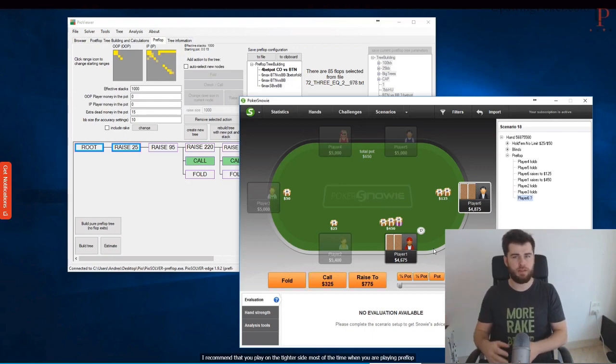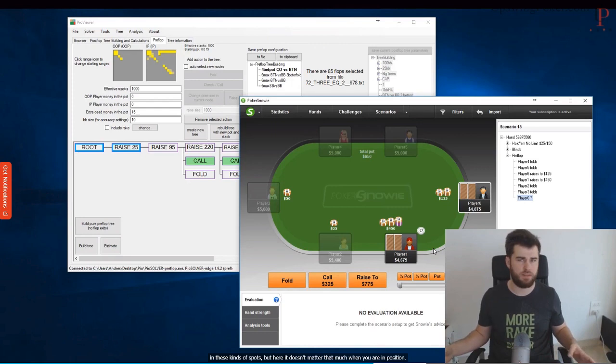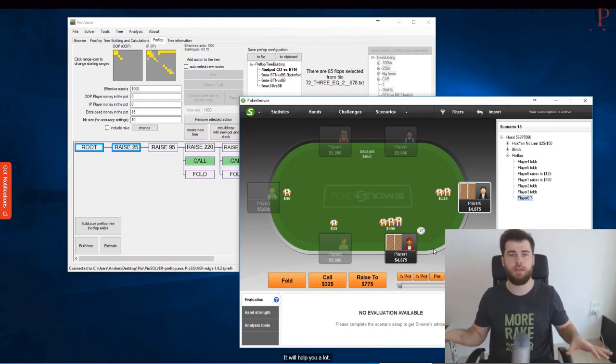I recommend you play on the tighter side most of the time when you're playing pre-flop in this kind of spot, but here it doesn't matter so much when you're in position. So I recommend you use Poker Snowie a lot. It will help you a lot.